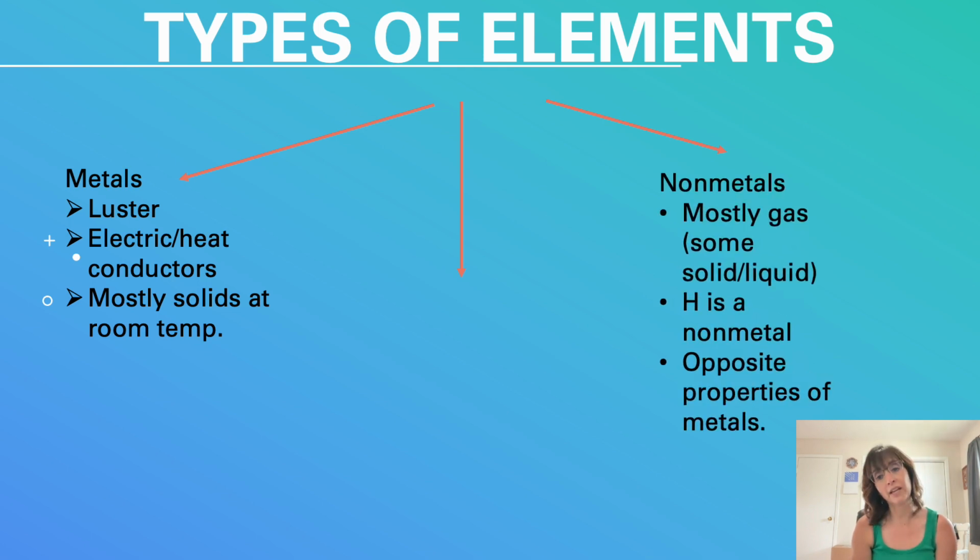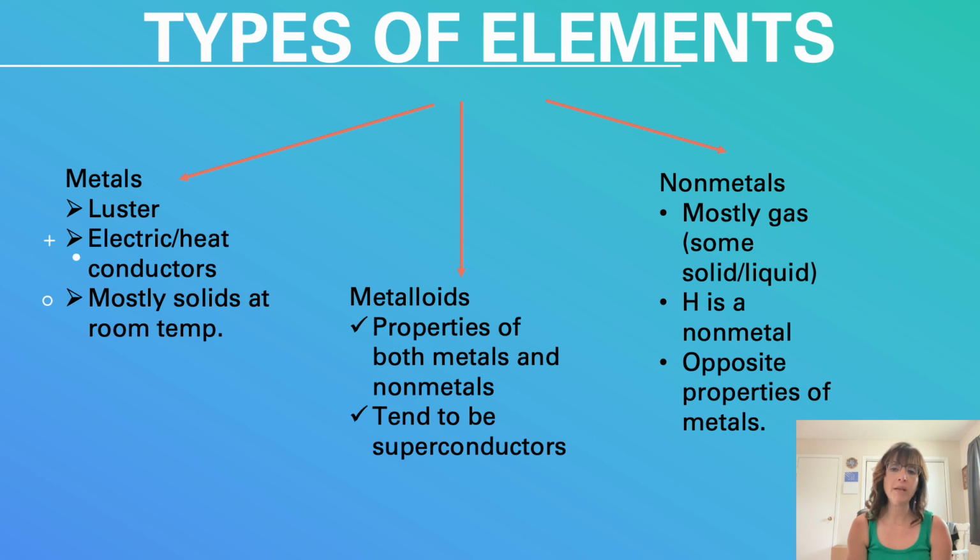On the other side of the periodic table, on the right-hand side, we have the nonmetals, mostly gases, some are solids, and one is a liquid. Even though hydrogen is not on the right-hand side, it is a nonmetal, and they have basically the opposite properties of all the metals. Now, in between the metals and the nonmetals, along this stair step, we have the metalloids. These have properties of both metals and nonmetals, and they tend to be superconductors.